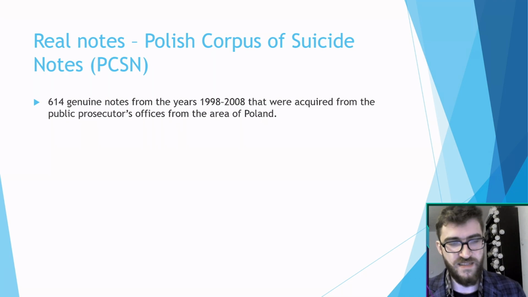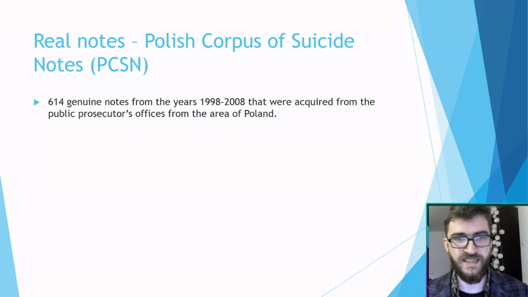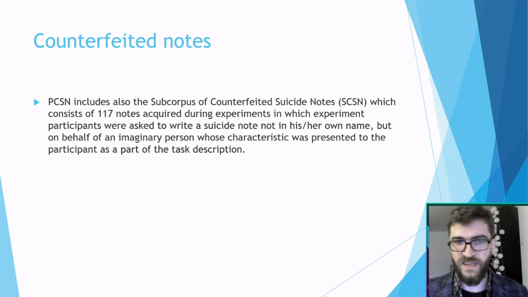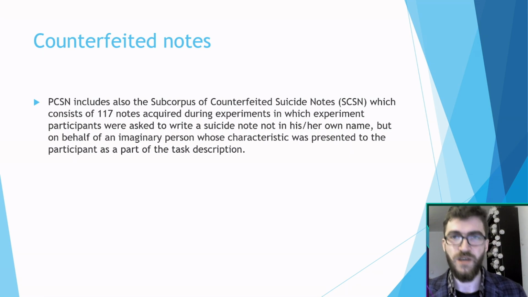So what they did is they collected 614 genuine suicide notes from the years 1998 to 2008. Those notes were, of course, in Polish. And they created a corpus, a database of notes, based on that. What they did later was that they had to come up with an experiment that would produce a reliable corpus of fake notes. I think this is one of the coolest solutions to a problem I've ever seen.